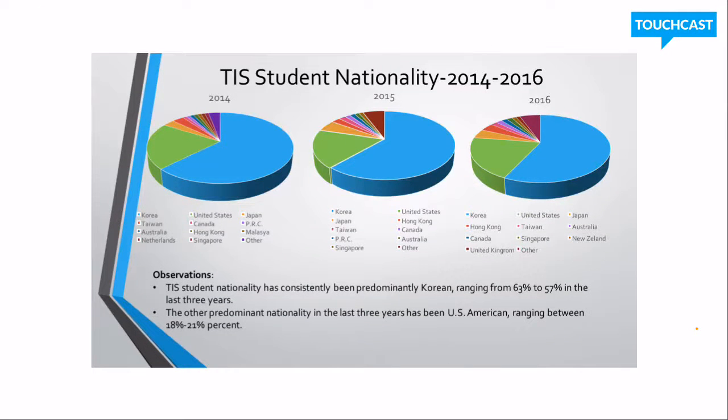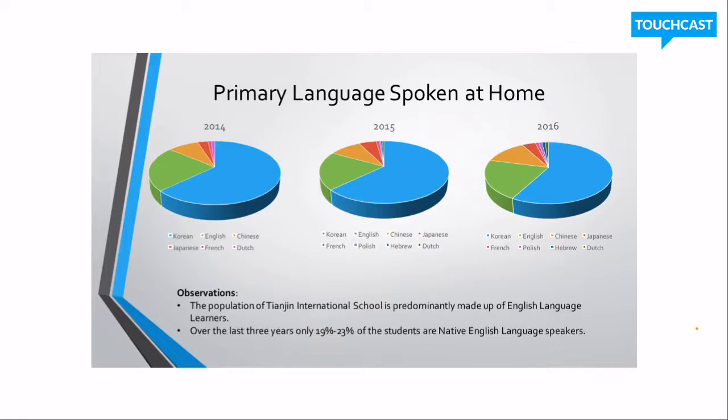Now let's take a look at TIS's student nationality. TIS students' nationality has consistently been predominantly Korean, ranging from 63% to 57% in the last 3 years. The other predominant nationality in the last 3 years has been U.S. American, ranging between 18% to 21%.